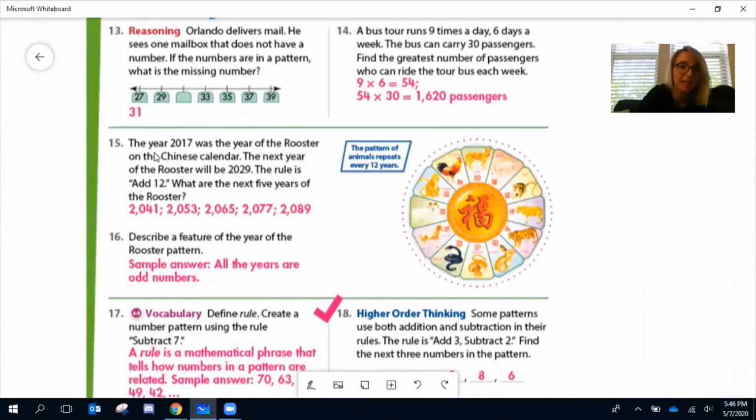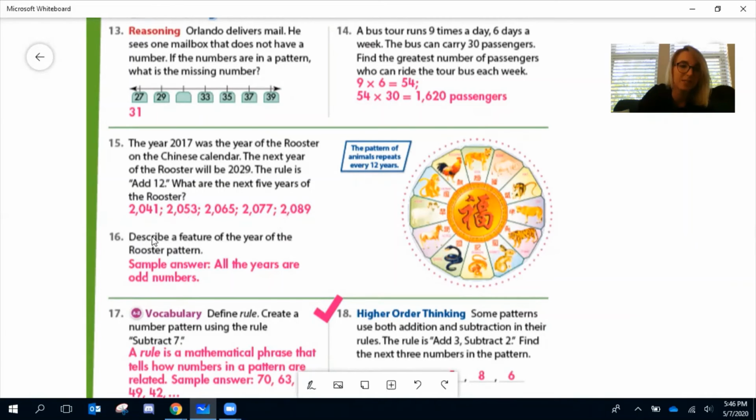Number 15, the year 2017 was the year of the rooster on the Chinese calendar. The next year of the rooster will be 2029. The rule is add 12. What are the next 5 years of the rooster? So we need to add 12 to 2029, and we get 2041. Then we add another 12, and we get 2053. And we add another 12, and we get 2065. Another 12, 2077. And another 12, 2089.